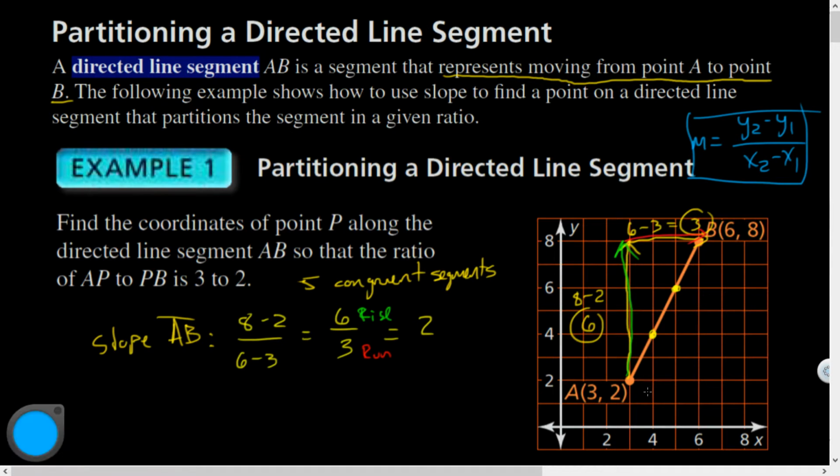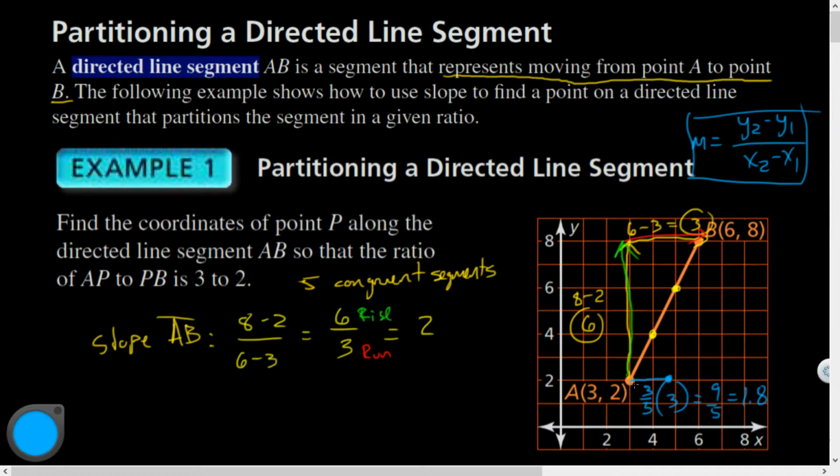So let's see if I can do that. 3/5 multiplied by the run, 3, is going to be 9/5, which is equal to 1.8. So I would move over 1.8 spaces this way.